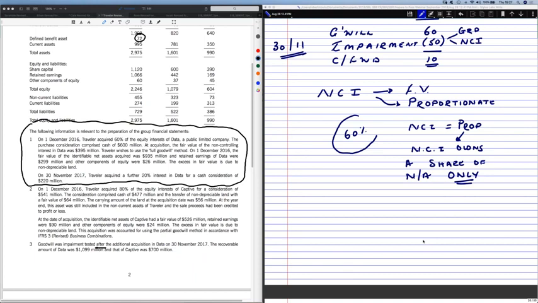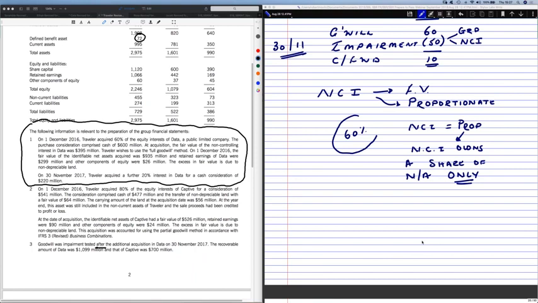Which policy for the NCI produces the higher goodwill figure? Is it fair value or is it proportionate? Tell me, please. You're all saying fair value. Of course it is fair value, because if the policy is fair value, what percentage of goodwill are we calculating, everybody?